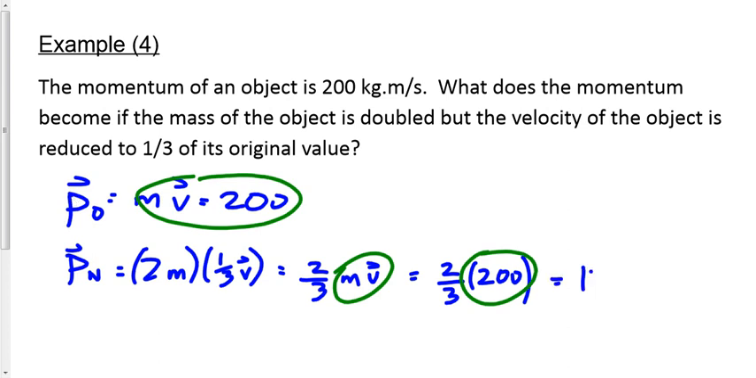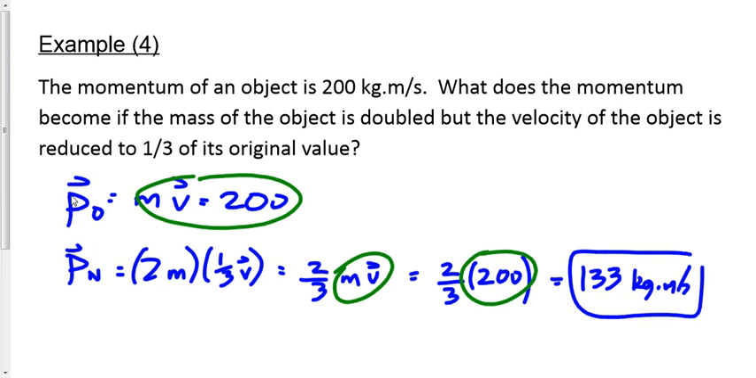What's 2/3 times 200? Yep. We'll just round it to 3 digits here. 133 kilograms meters per second. It's almost like magic. I just figured out what a momentum is without knowing what m is, without knowing what mass was, and without knowing what velocity was. Just by changing the variables, right?